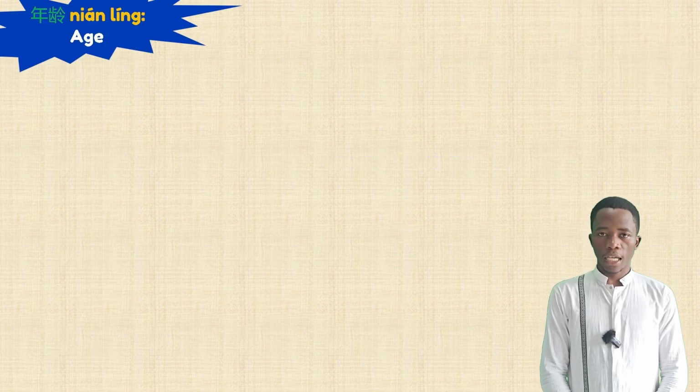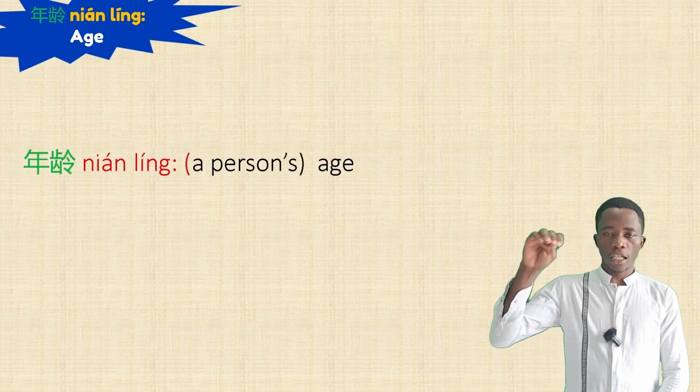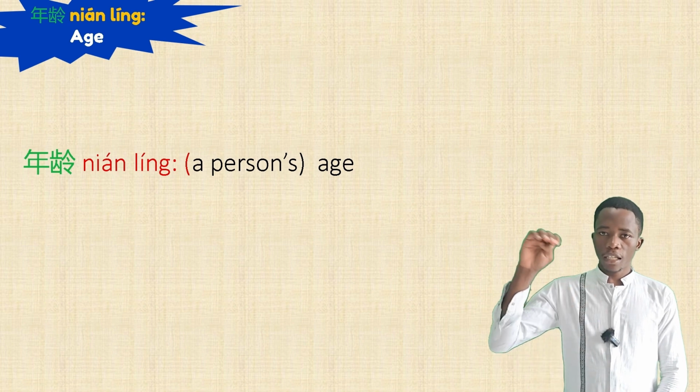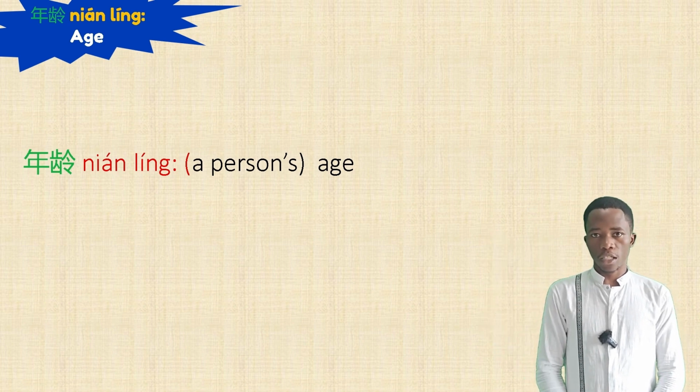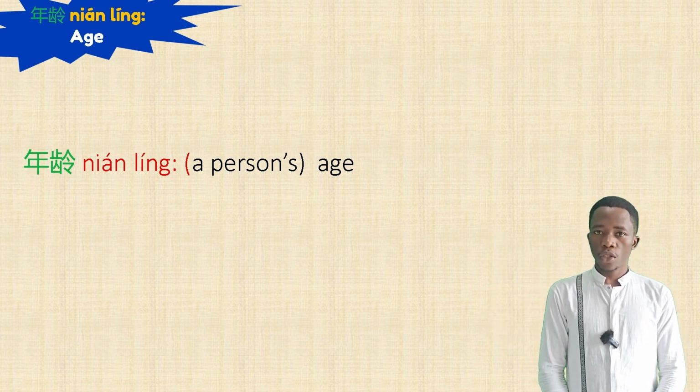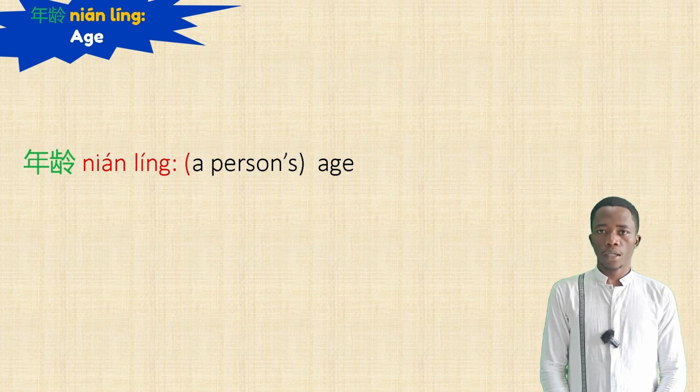Next, let us look at age. We call it 年龄, a person's age. But if it is age in general, we call it 年龄 for a person.